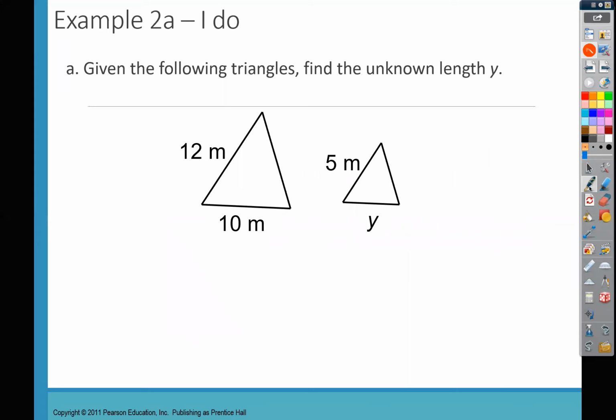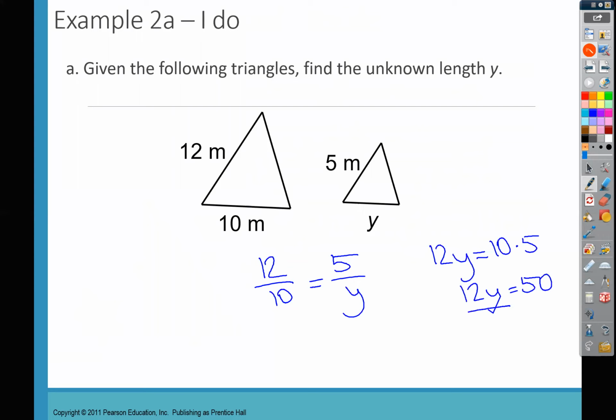All right, so given the following triangles, find the unknown length of y. So 12 over 10 would be equal to 5 over y. You cross multiply, so 12y equals 10 times 5. So 12y equals 50. Divide both sides by 12, and you get y equals 50 over 12, which is equivalent to 25 over 6.